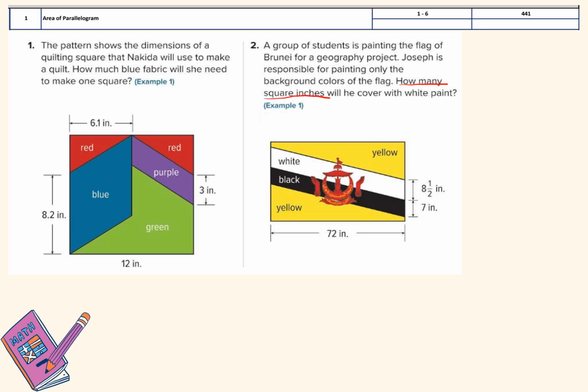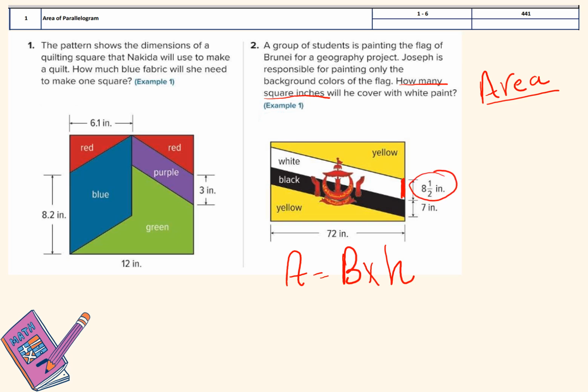So the main request in this question is how many square inches? How many square inches is another way to ask about the area. So I know here in this question, I'll be finding the area only of the white part. The white part has a parallelogram shape. So we need to ask ourselves, what is the area of a parallelogram? The area is base times height. So I need to identify the base and height. The base of the white part is obviously 8.5.